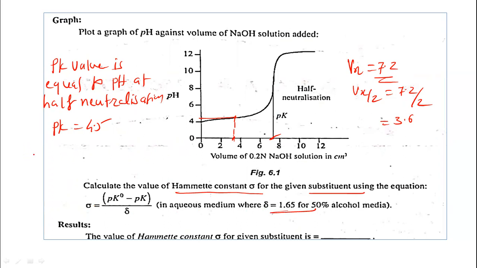So I would like to show the calculation here. Sigma is equal to, suppose pK0 value is 4.2, minus pK, which is 4.5, divided by 1.65. So it is equal to minus 0.3 divided by 1.65. Then the Hammett constant sigma value is negative.